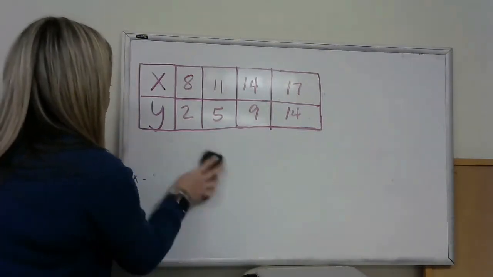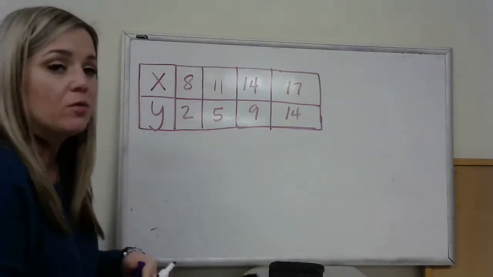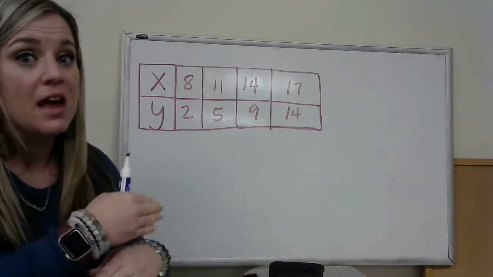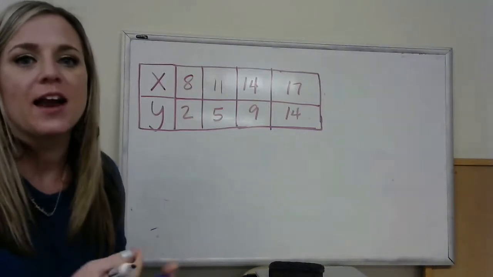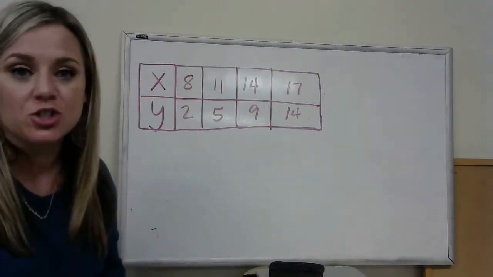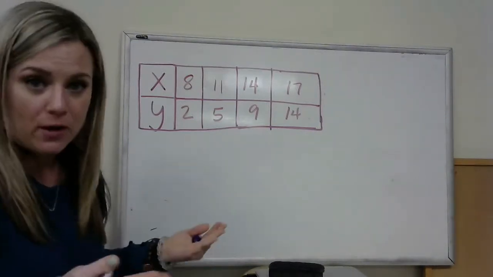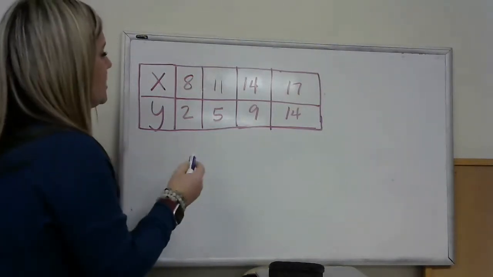So I just want to throw that out there because they may give you a graph with a straight line or a squiggly line, and it may say, does this represent a linear relationship? Well, you know it has to be a straight line. All right, so let's look at this one.